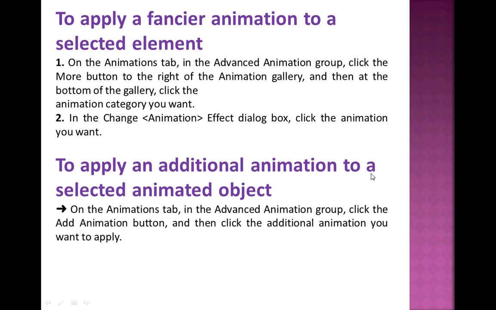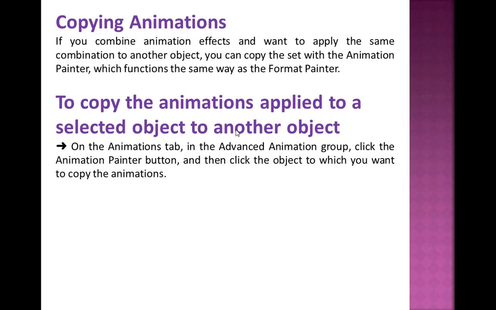How to apply an additional animation to a selected animated object? Click on the Animation tab, go to the Advanced Animation group, click the Add Animation button and then click the additional animation that you want. Means in simple terms, go to the Animation tab, go to the Advanced Animation group, then click on the More button and you can apply the fancier animation.